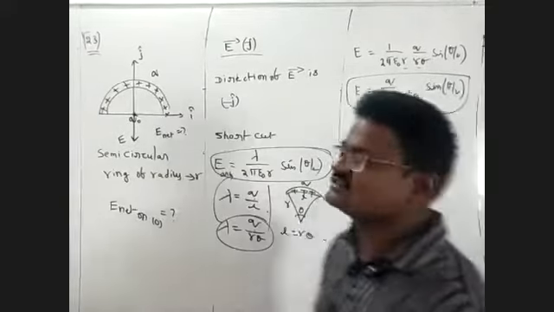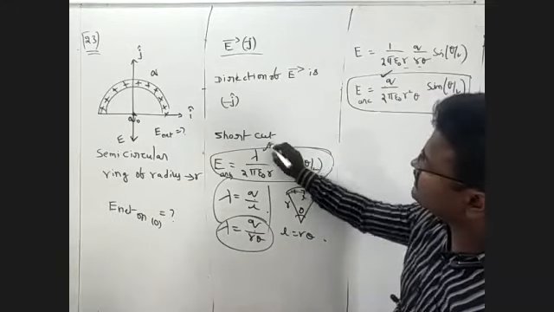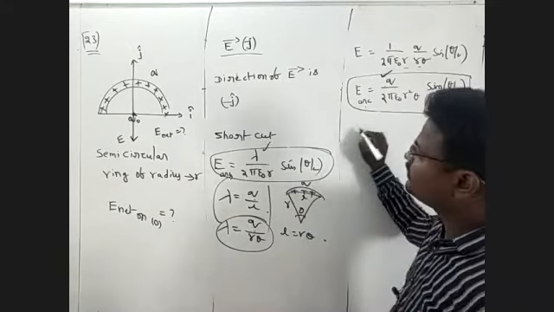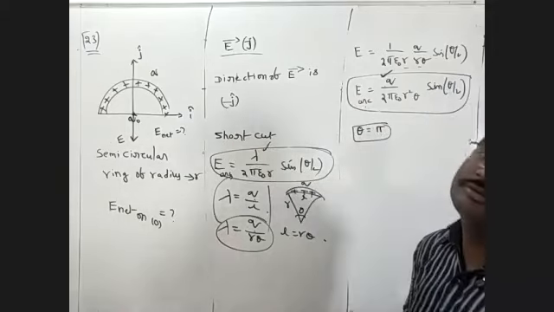But in the given options, the charge q is given, lambda is not given. So we are using this one. But what is theta? For a semicircle, theta is equal to pi.